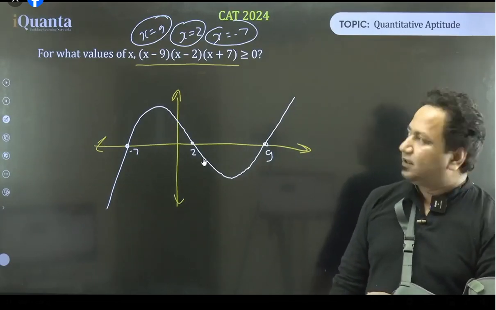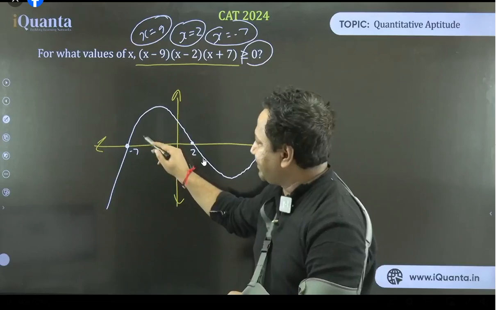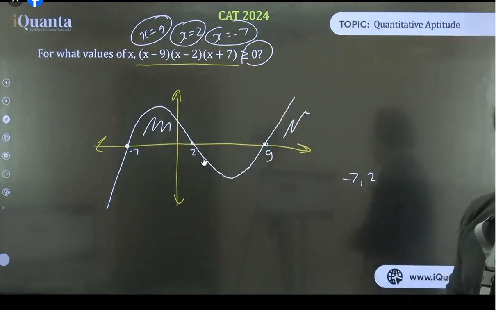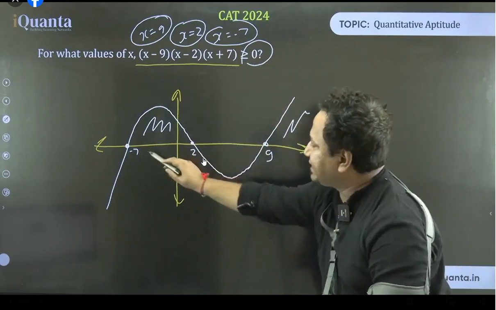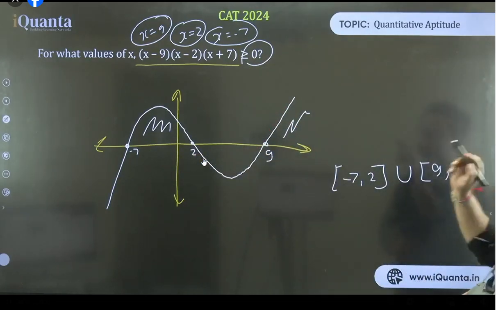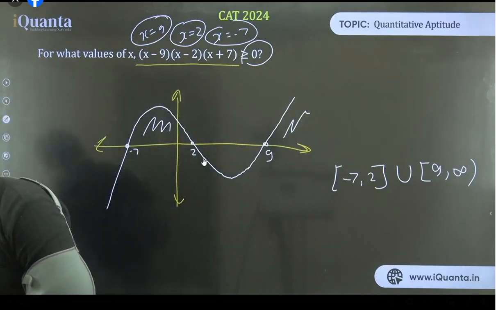We have to talk about greater than or equal to 0. So beyond 9, it's positive. Between minus 7 and 2, it's positive. So we will have minus 7 to 2 as one interval. Okay, how will we decide the bracket, Ashish? Here there is an equal to sign also, meaning both minus 7 and 2 will be included. So we'll use square brackets, union everything from 9 to positive infinity. Does that make sense, everyone? I hope that does.